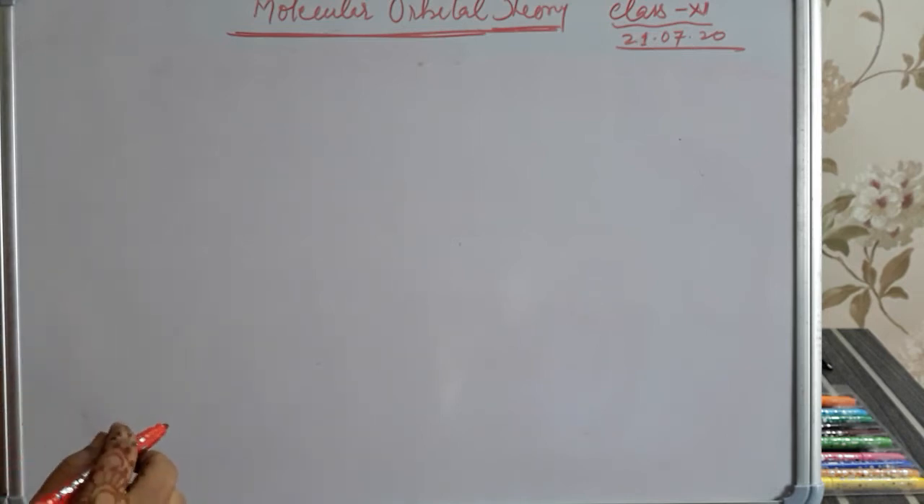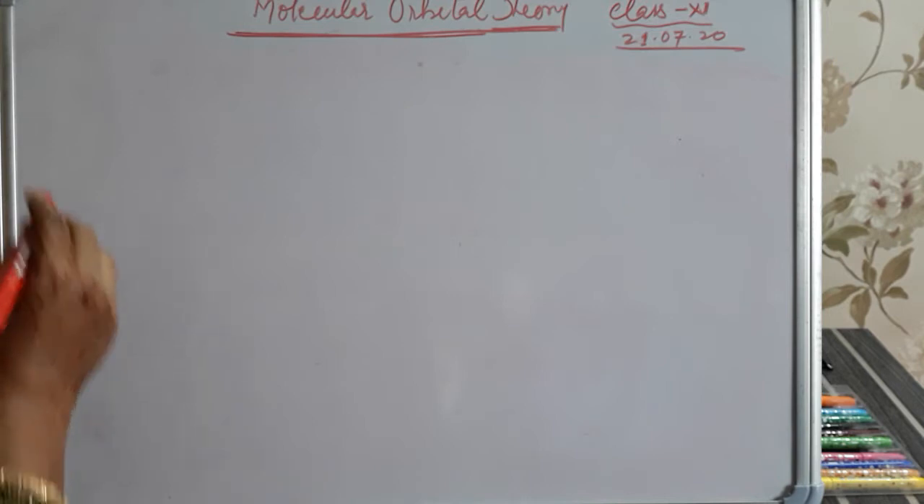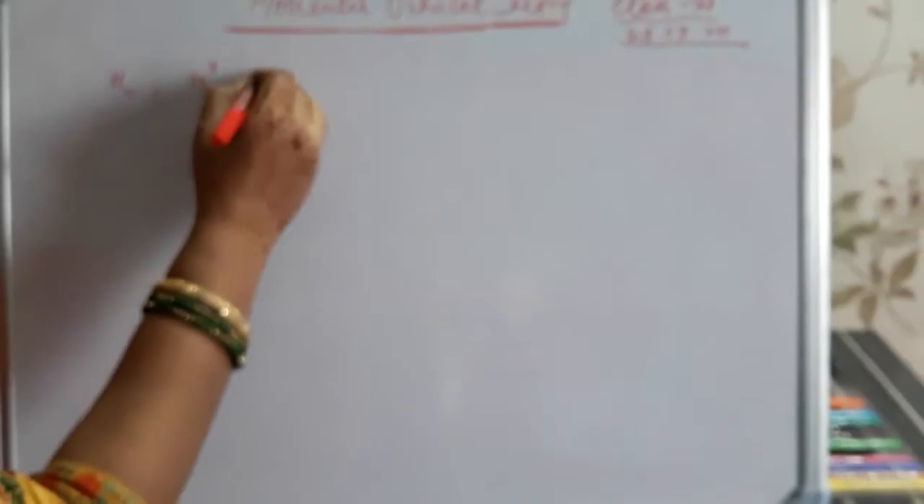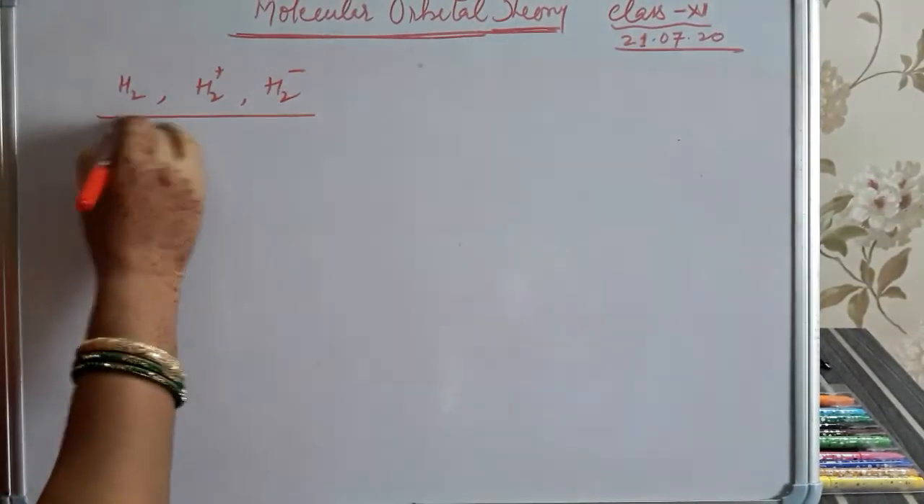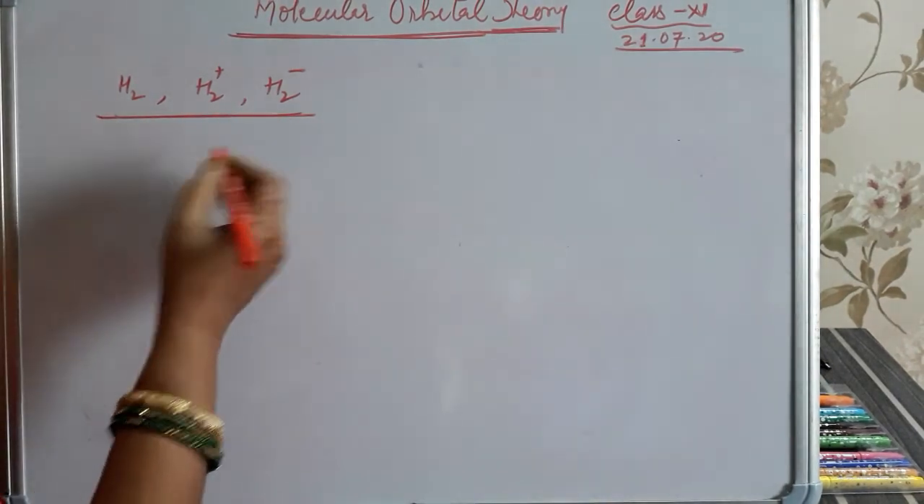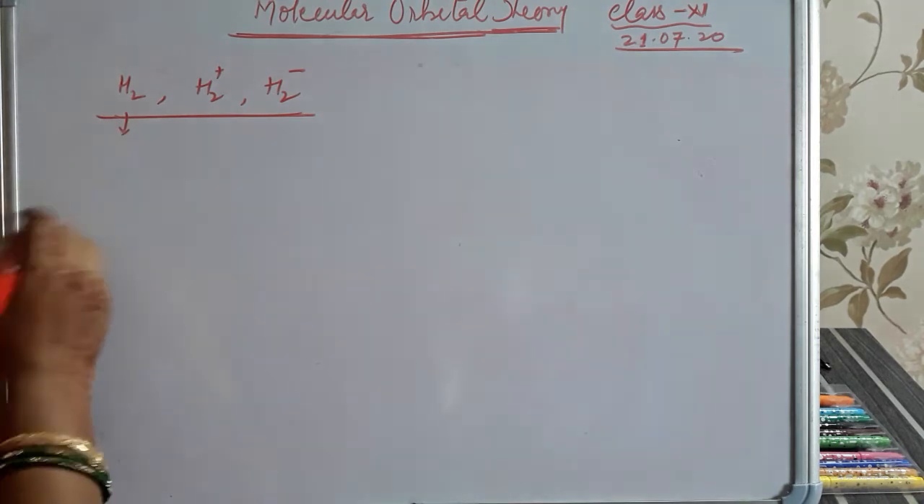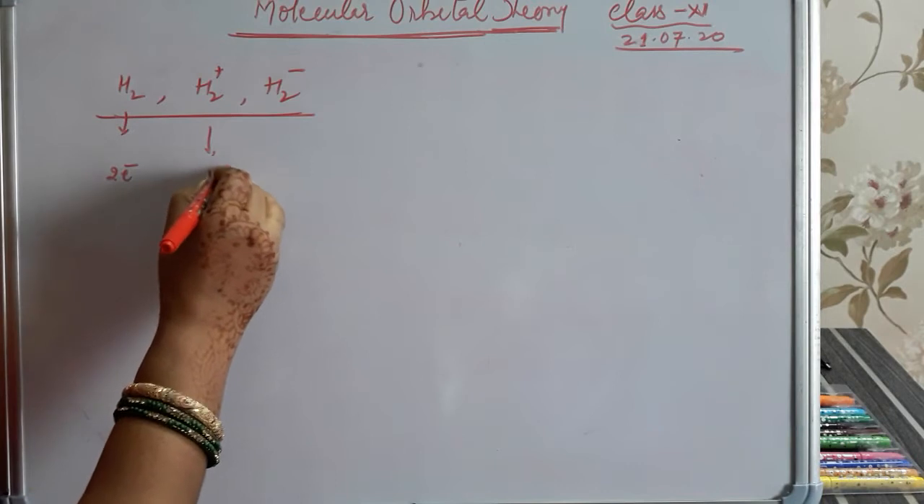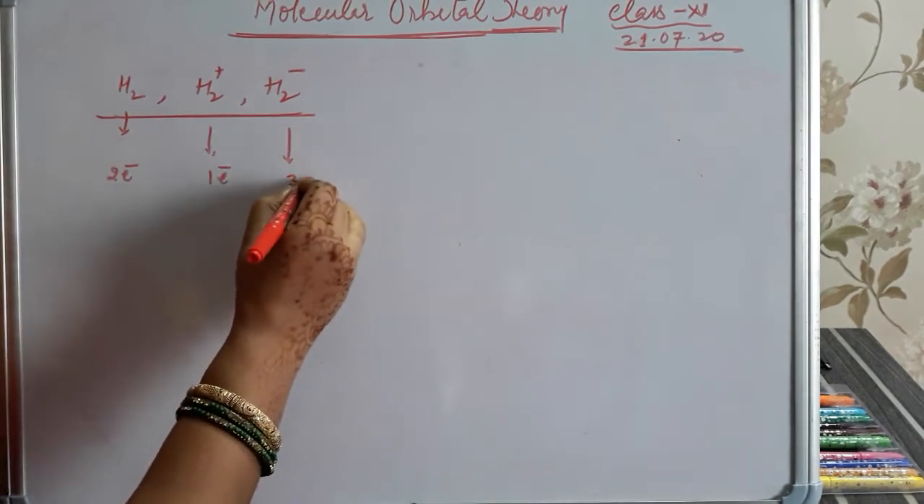Let's discuss the molecular orbital theory. We have already discussed the energy order of different orbitals, anti-bonding and bonding, and how to write the electronic configuration of a given molecular orbital. Let's first recall H2, H2 plus and H2 minus: how we fill the electrons and how we represent their magnetic property, their stability, and so on. H2 contains 2 electrons, H2 plus contains 1 electron, H2 minus contains 3 electrons.